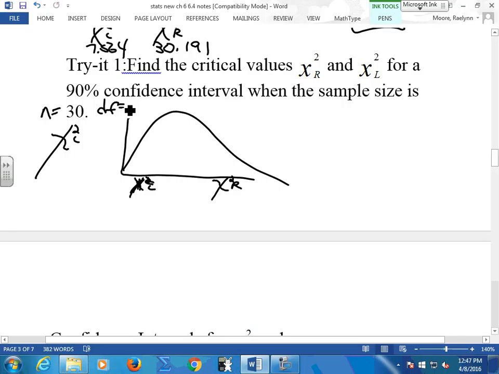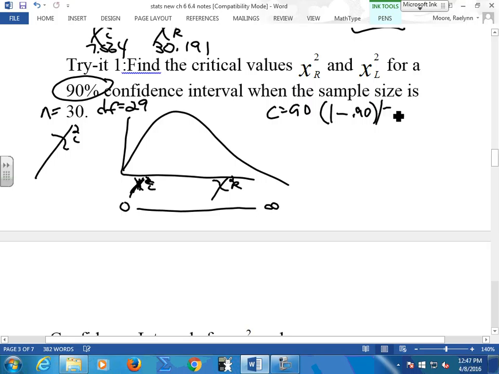We have to draw it. 29. Well, it kind of helps you figure out where the left and the right go right now, because this is going from 0 to infinity. 29. Okay? And here's my confidence level, 90. So I first have to do 1 minus 0.90 divided by 2. I suggest you write this down somewhere. This is the most important part. So you get 0.10 divided by 2, 0.05.